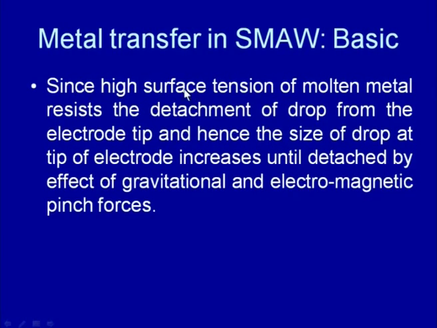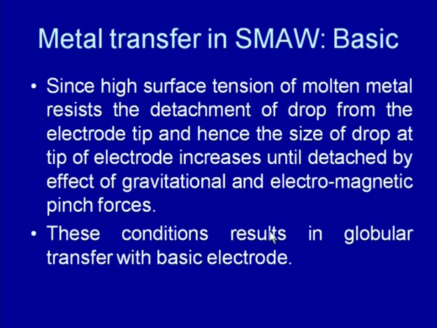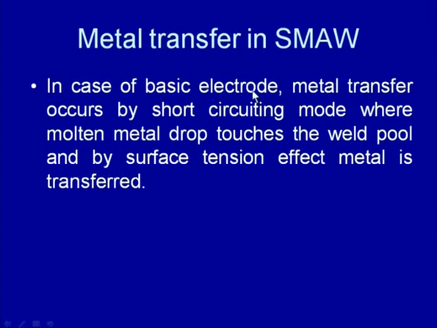Since the high surface tension of the molten metal resists the detachment of the drops from the electrode tip, the size of the drop at the tip of the electrode increases until it is detached by the effect of the gravitational force and the electromagnetic pinch forces. So, these conditions result in globular transfer with the basic electrode. The metal transfer in the case of basic electrodes can also occur by the short circuiting mode, where the molten metal drop touches the weld pool, and by the surface tension effect the metal is transferred. But for this it is necessary that the gap between the electrode tip and the weld pool is very limited.